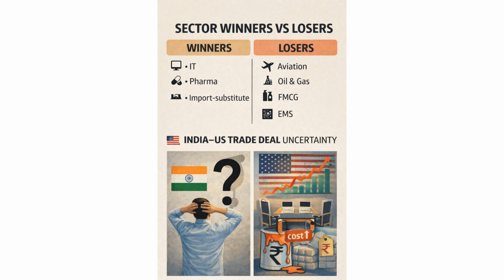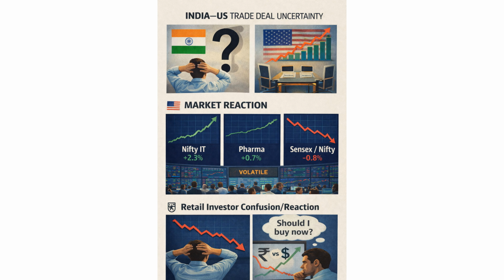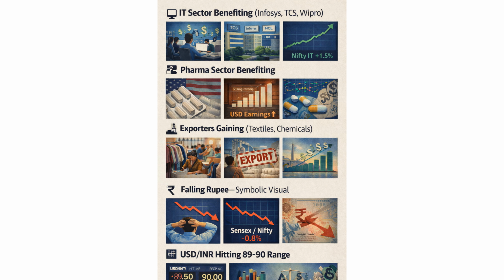Conclusion: a repricing, not a crisis. The rupee's slide past 90 is not a verdict on India's economic health. It is a repricing of risk, of competitiveness, and of sectoral resilience. Export-oriented industries like IT and pharmaceuticals gain breathing room. Import-dependent sectors face cost pressure. Markets respond selectively. Policymakers manage volatility without panic.